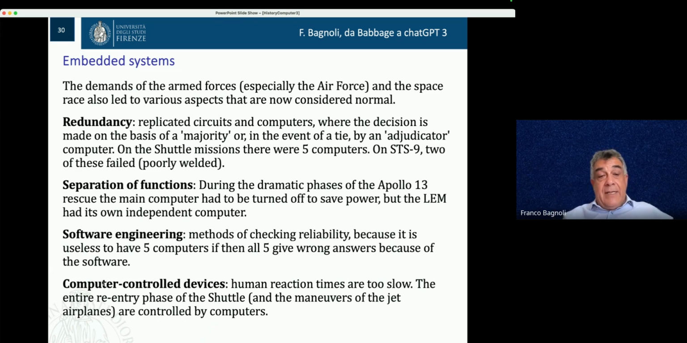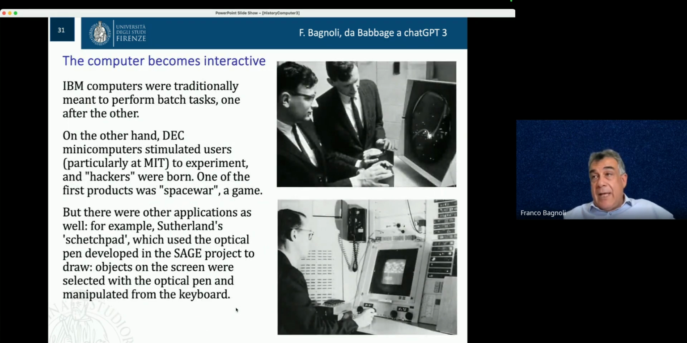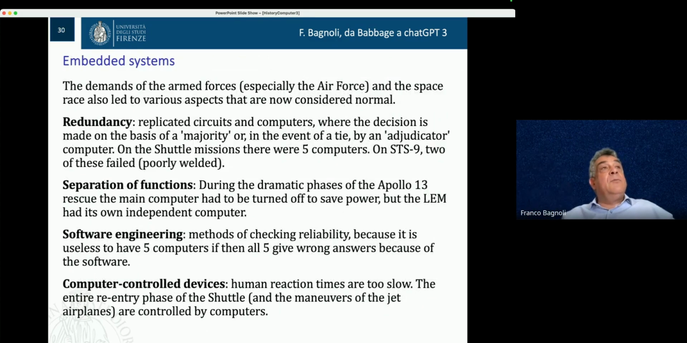And finally, computer controlled devices, because human reaction time was too slow. For instance, the shuttle in the 70s was not maneuvered by man, because it had to react too fast, regardless of the movie.